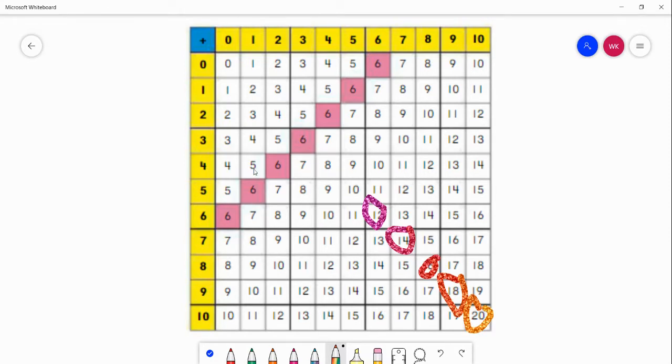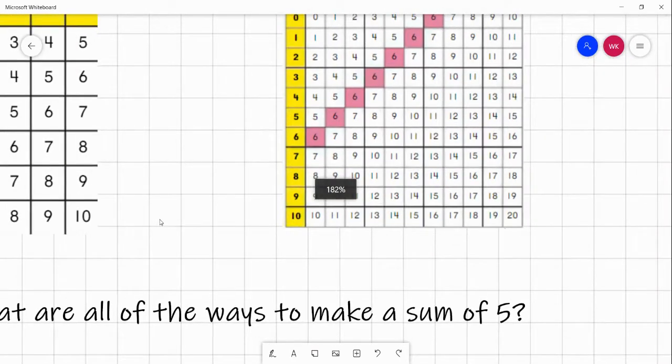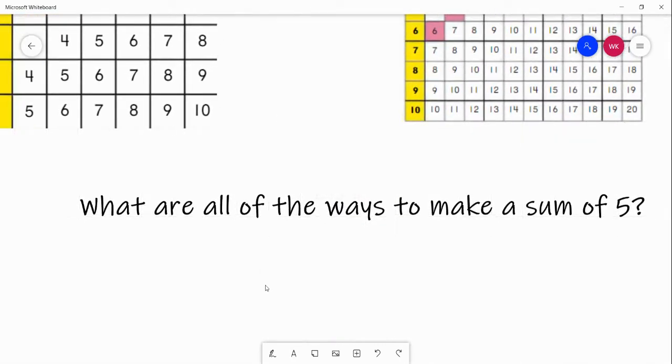So these tables will help you out with addition facts. Even though we should keep on working on our fact fluency so that we know numbers right away, these tables will help you out also. So let's go ahead and see if we can find some patterns. So we are going to start with, what are all of the ways to make a sum of 5? Let's make a sum of 5.